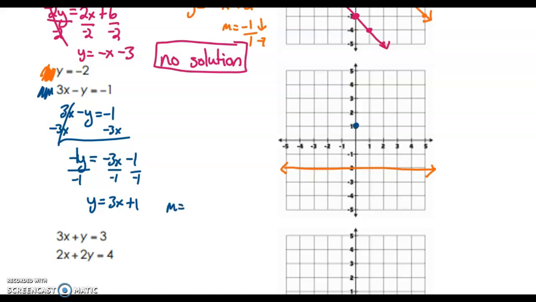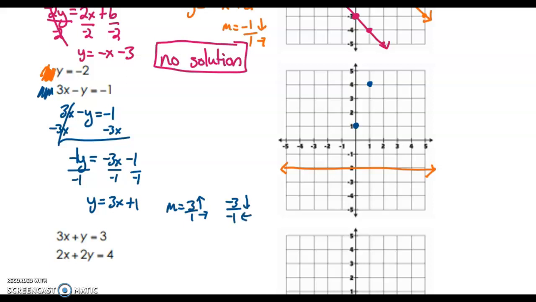And your slope is 3. Think of that as 3 over 1. That means up 3, since it's positive, and to the right 1. So up 3 and to the right 1. Another way you can do it is negative 3 over negative 1, which is the same as positive 3. And if you think about that, that's down 3 and left 1.